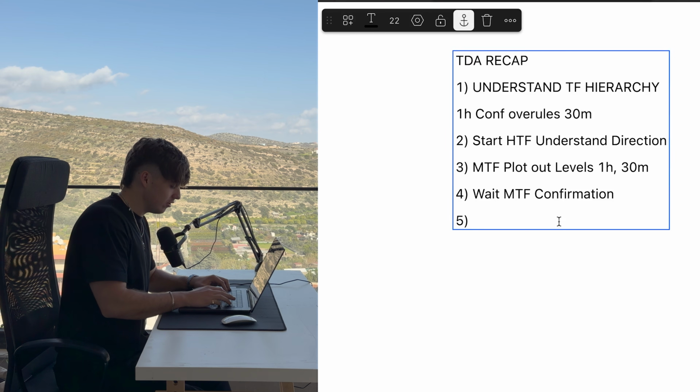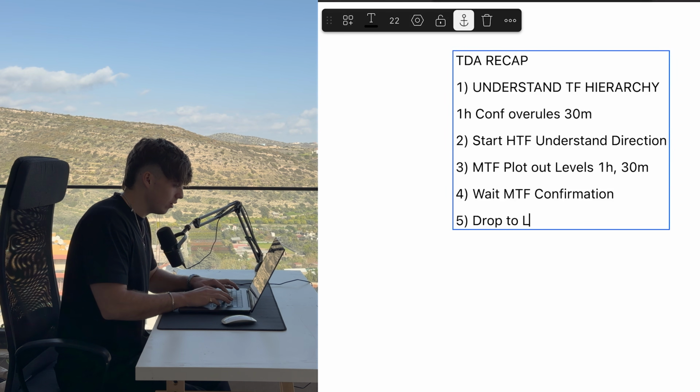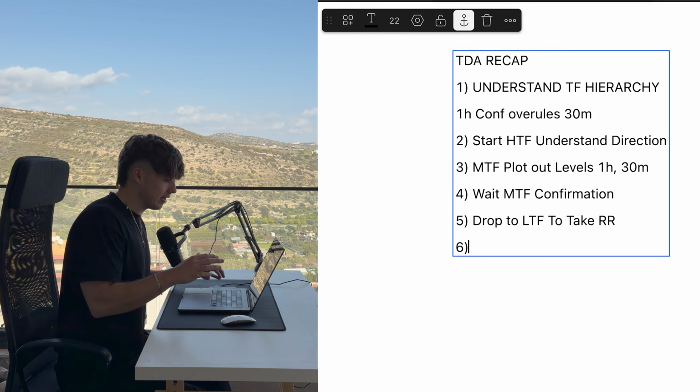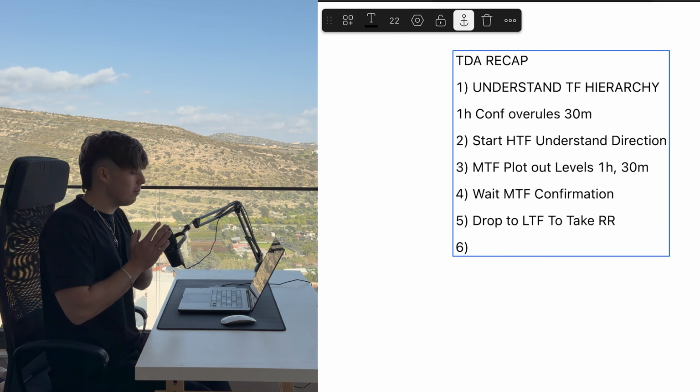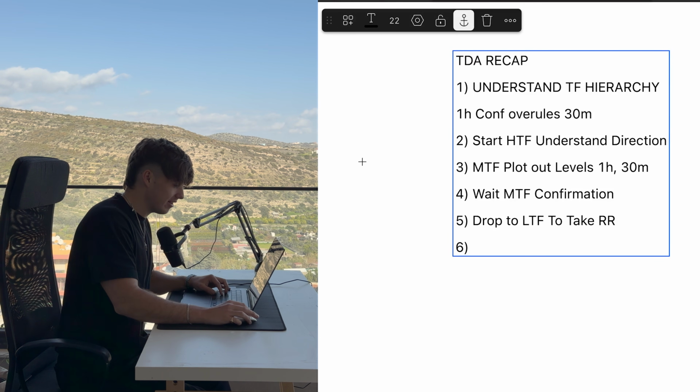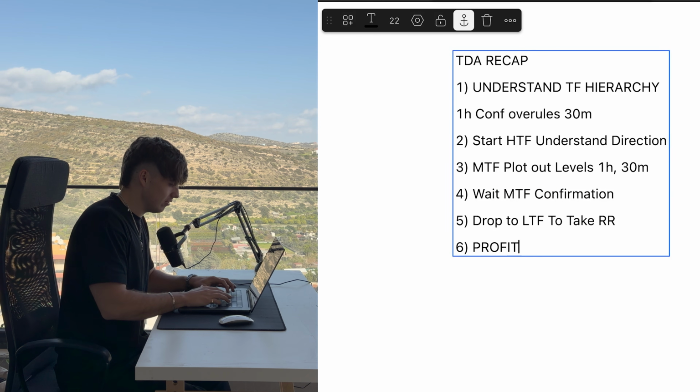Step number 5 is you either take an entry on the mid-time frame or you can drop down to the lower time frames, like I showed you earlier with the 5-minute Sky Dweller, to take position with higher RR. And once you do that, very simply, that is it. So unbelievably simple. You just do your analysis on the day, wait for a closure above on that mid time frame confirmation, you drop to the lower time frame to take the position, and step number 6 is you profit.